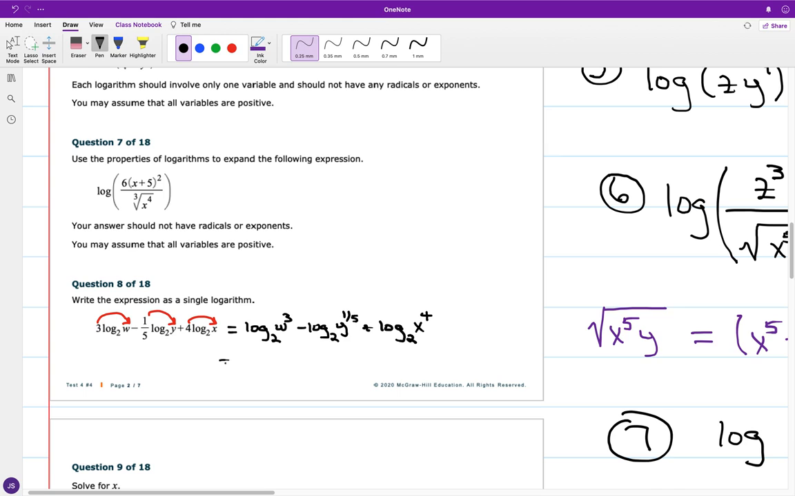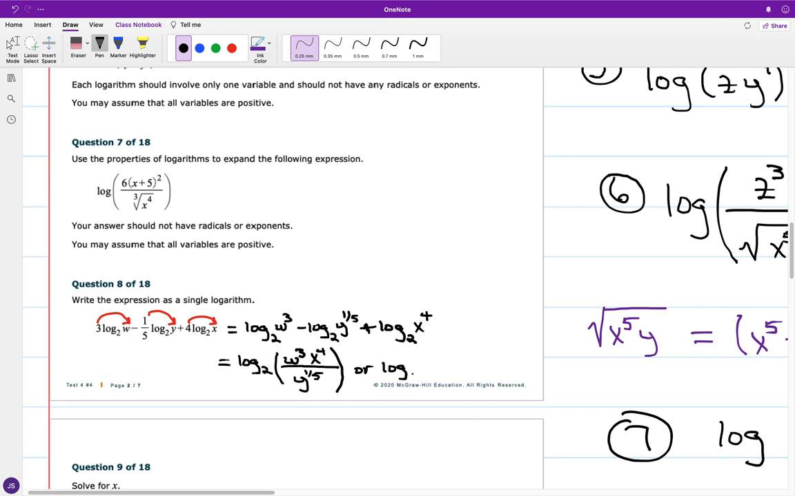Looking at putting together, I got the coefficients converted and just compiling together. W to the third stems from a positive logarithmic term, so that's going to go at the top. Y to the 5th comes from a negative, so this will be situated on the bottom. And we have plus base 2 logarithm of x to the 4th, so x to the 4th will go on the top. So this will be your answer.